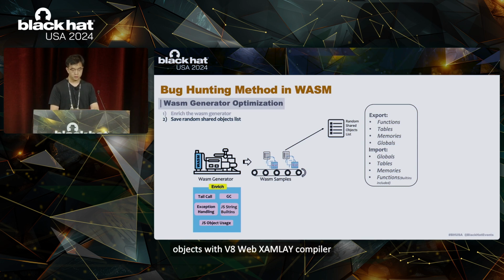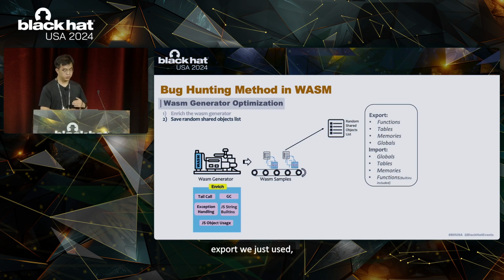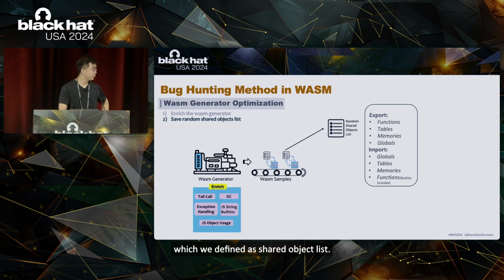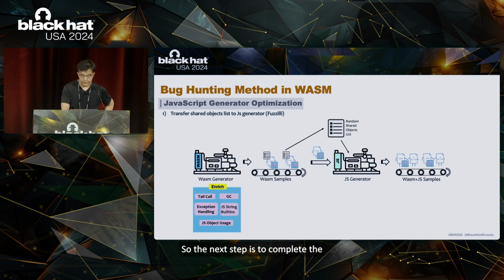After generating import objects with the V8 WebAssembly compiler further randomly, the subsequent work of the WebAssembly generator is to treat those import objects just as a local object in generating the next opcode. After the entire WebAssembly module was completed, we collect a list of the imports and exports we just used, which we defined as a shared object list. So, the next step is to complete the shared object list, right?